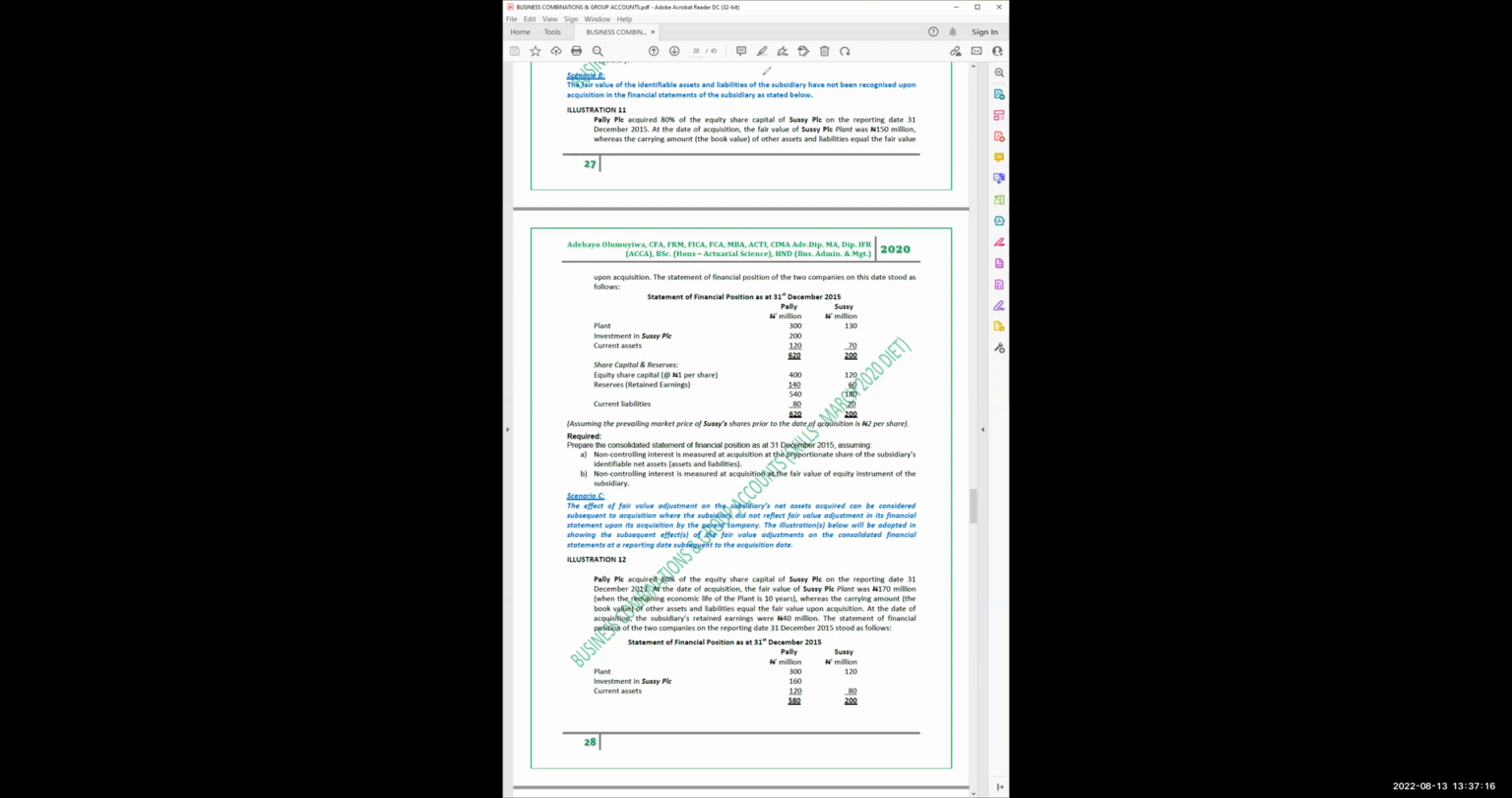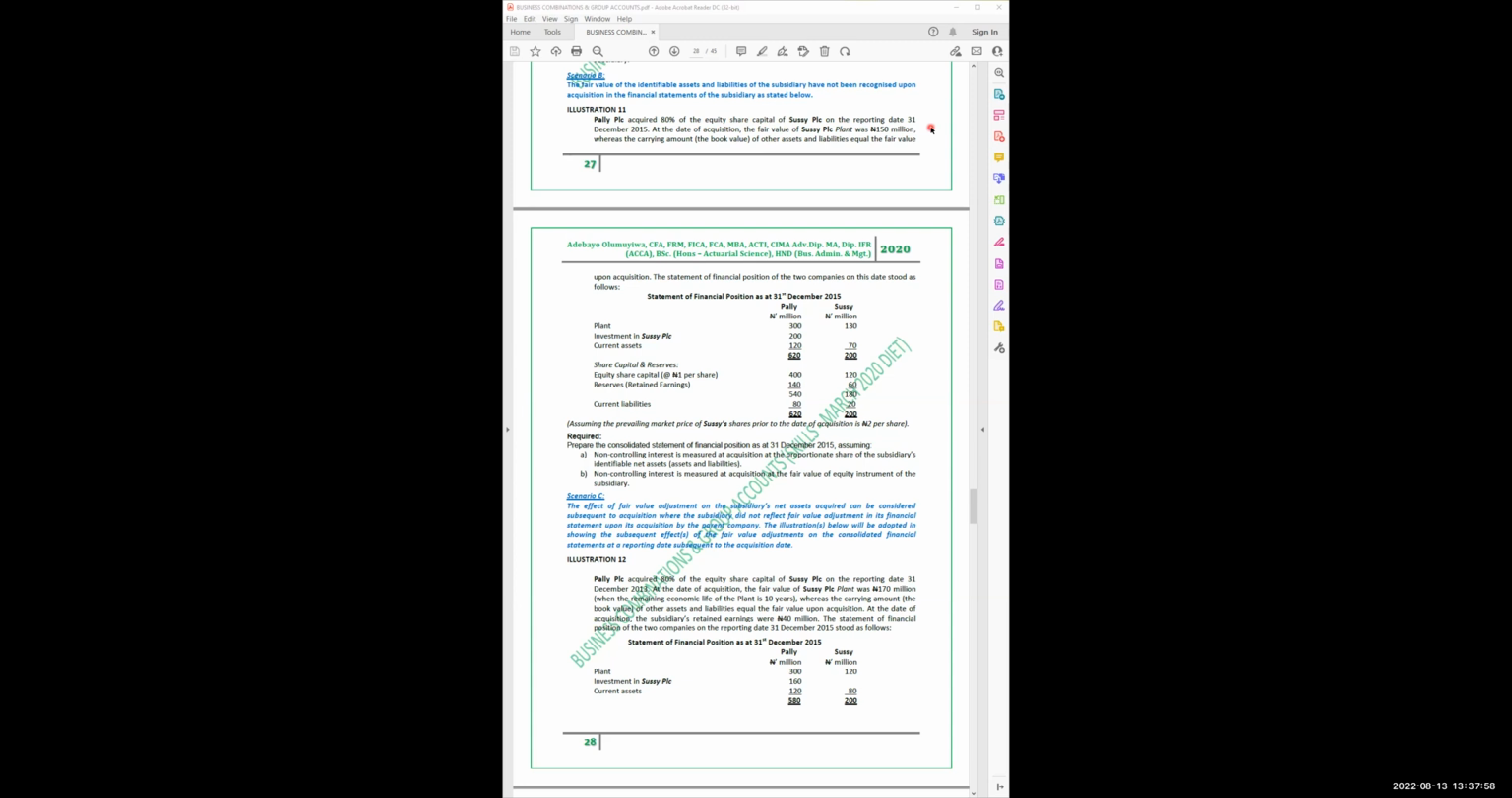The fair value of the identifiable assets and liability of the subsidiary have not been recognized upon acquisition in the financial statement of the subsidiary as stated below. Illustration 11. Pali PLC acquired 80% of the equity share capital of Suzu PLC on the reporting date 31st December 2015. At the date of acquisition, the fair value of Suzu PLC plant was 150 million, whereas the carrying amount, the book value of the assets and liability equal the fair value. Upon acquisition, the statement of financial position of the two companies on this date stood as follows.